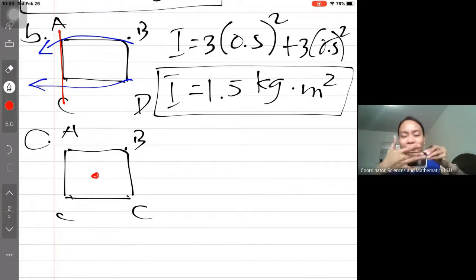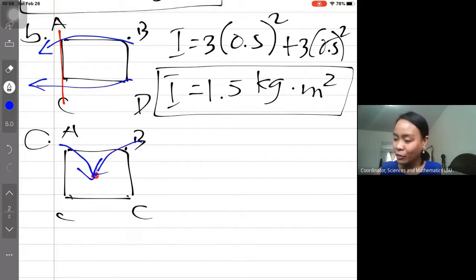For A, this one, diagonal axis of rotation. For B, at the side, axis of rotation, like this. And lastly, for C, axis of rotation is at the center, like this. How many points do we rotate around that axis of rotation? We are rotating all 4 points already. A will rotate around there, B will rotate around there, C will rotate around there, and D will rotate around there. Sorry, this is D.